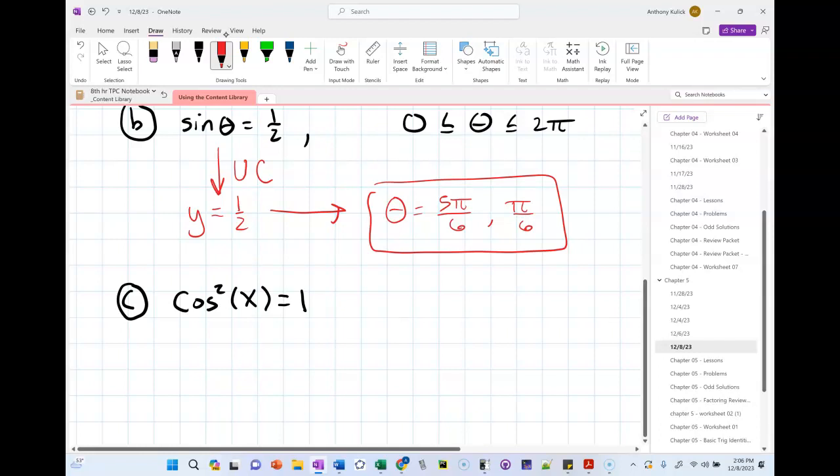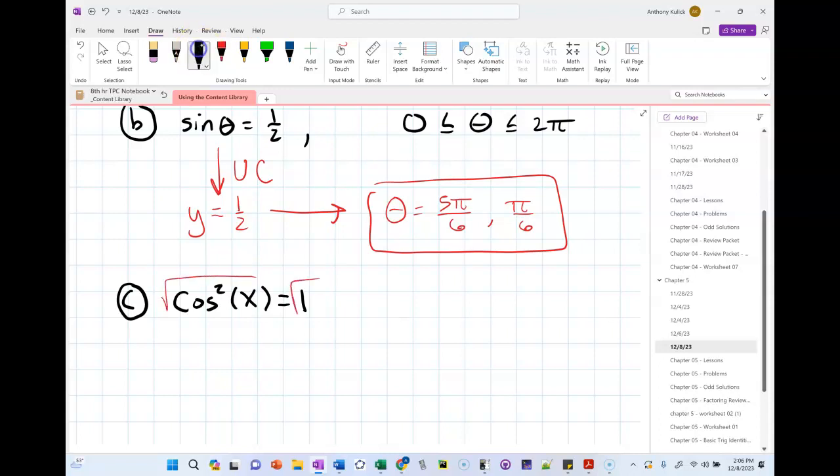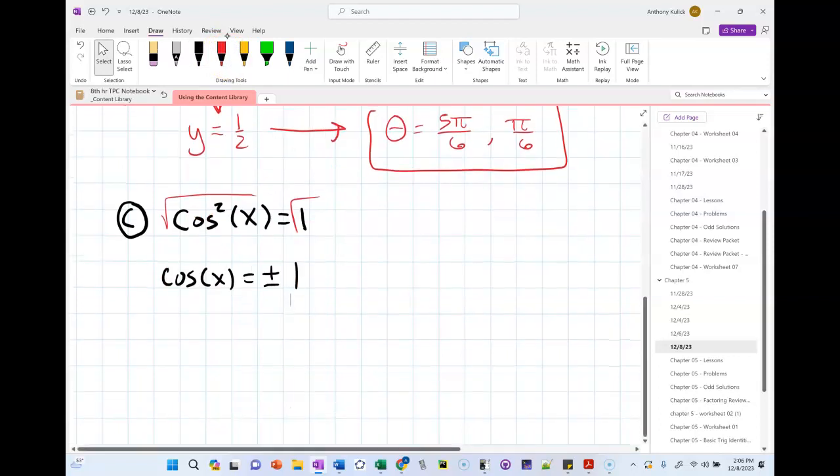So let's say we have cosine squared x is equal to 1. To be able to go to the unit circle, I have to have a single trig function by itself, right? So I've got to get rid of that squared. How do I get rid of a squared? So we'll square root both sides. That sounds good. What do I have to remember when I square root both sides of an equation? Plus or minus, I heard somebody say. And what's the square root of 1? 1. So now our trig function is by itself.